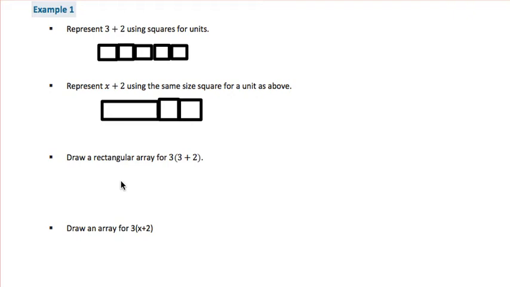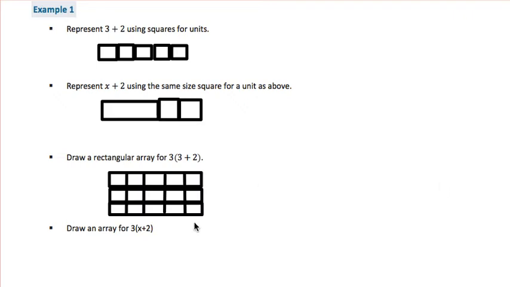Next, we're going to draw a rectangular array for 3 times the quantity 3 plus 2. So what we're really going to do is take this set of 5 and we're going to make 3 rows of it. So we can see that each row has 3 plus 2, just like we did up on the top, and there are 3 rows of them.